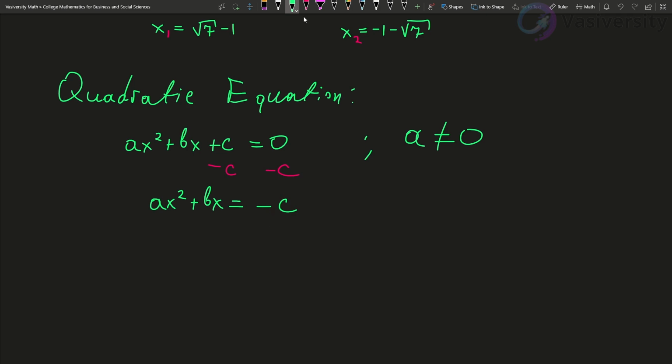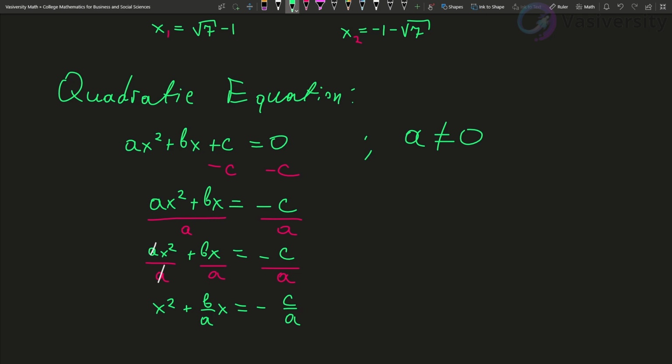Okay, and now I'm going to go ahead and divide both sides of the equation, the left-hand side and the right-hand side, by a. So that means I'm dividing each term by a. So we're going to have ax squared plus bx is equal to negative c, and if I simplify the fraction, I'm going to have ax squared divided by a, bx divided by a, negative c divided by a. Okay, so clearly a and a here becomes 1. So I have x squared plus b over a, which is going to be a new coefficient, x is equal to negative c over a.